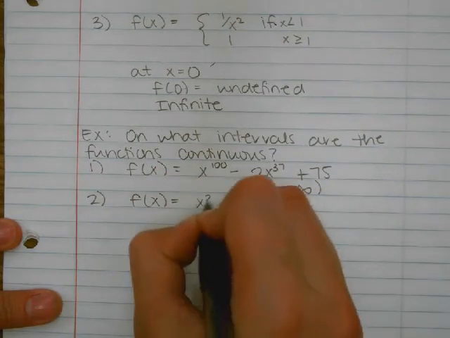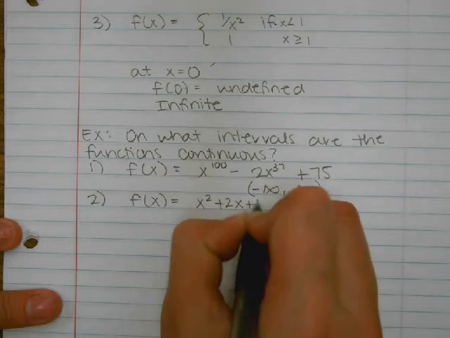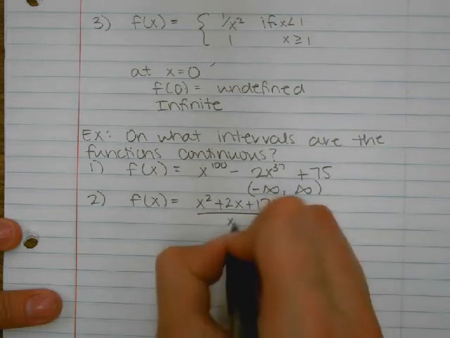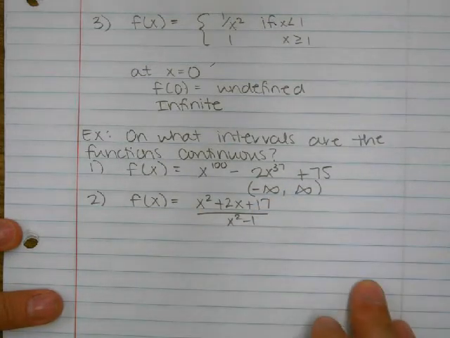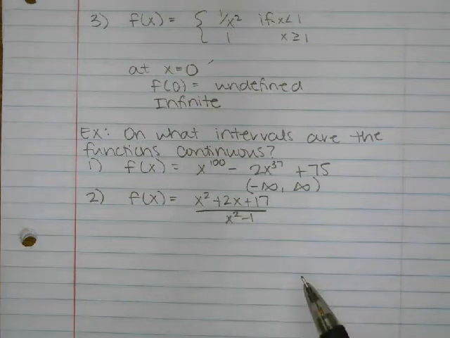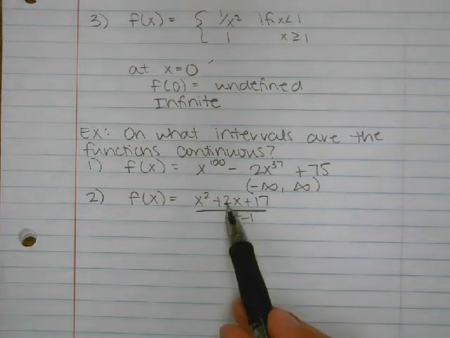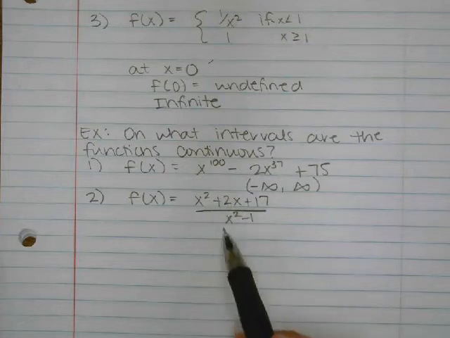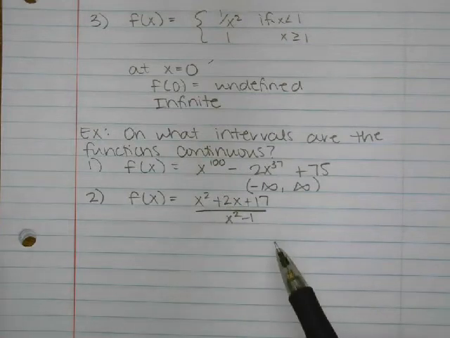Next, we'll go ahead and look at a rational function. So we're going to look at x squared plus 2x plus 17 over x squared minus 1. And if you look at this function, you can see that the top is not factorable. There's nothing that multiplies to 17 and adds to 2. So that means for us, we know there's no holes. There can't be a hole in this graph.